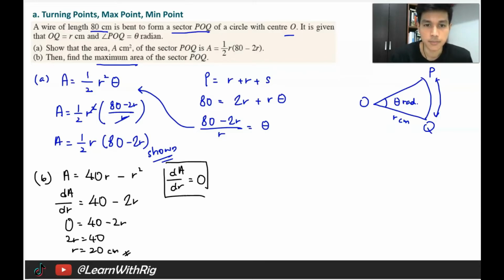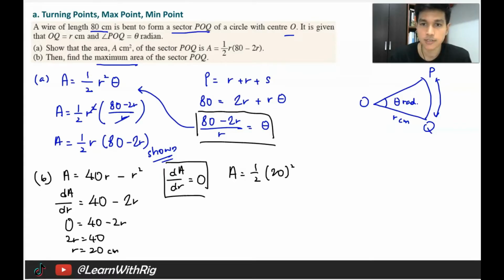Okay, find the maximum area. Sorry, that's not the final answer. Find the maximum area. So now you know that r is equal to 20 cm, correct? So you can use it to find your area now. So A is equal to 1 over 2, r is 20 squared. Theta, what is theta? You still haven't found theta yet. You have to substitute back into here to find your theta. So 80 minus 2 times 20 divided by 20 equals theta.